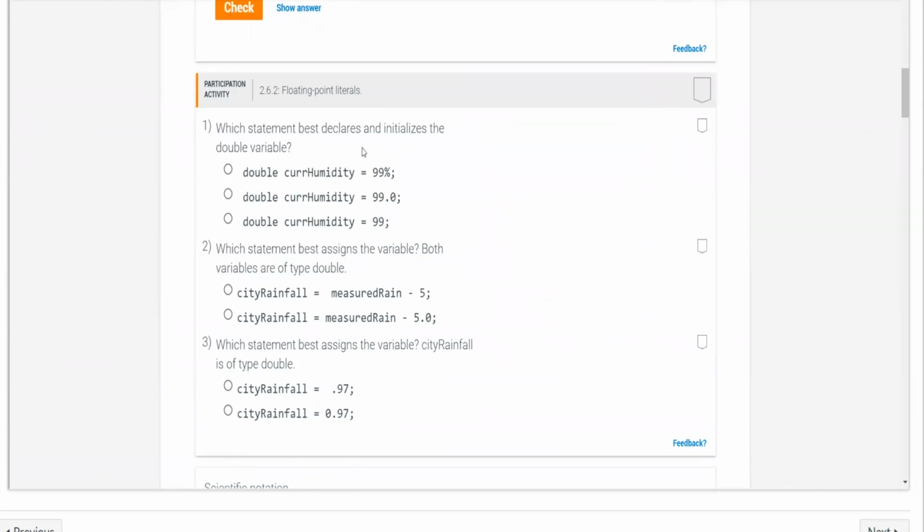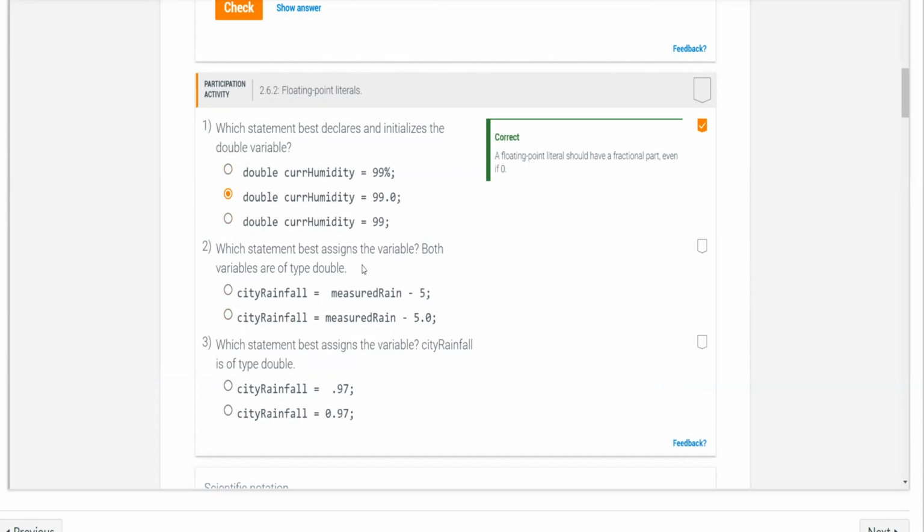Which statement is the best declaration and initialization of a double variable? Well, you can say double and the name. And then, yeah, this is a good one, which is showing a floating point. This one is defined as an integer value, just stored in there, it's not good. Or this one doesn't mean anything when it comes to the variable. So it is this, the answer has to be.